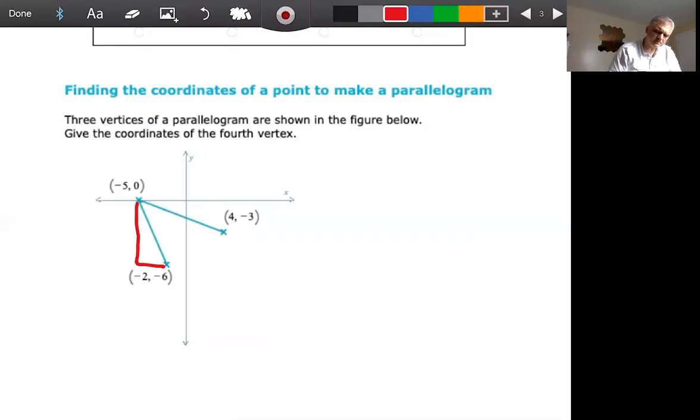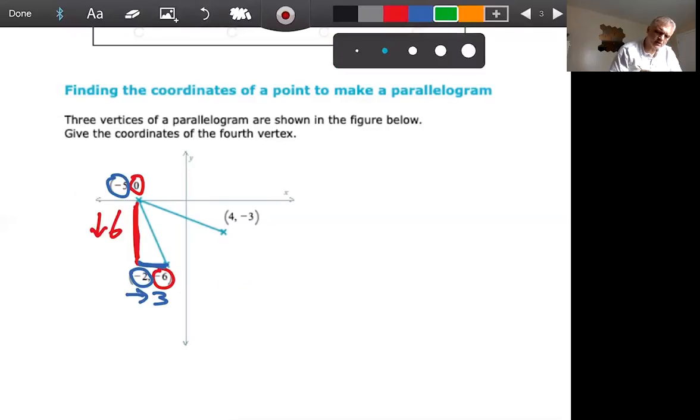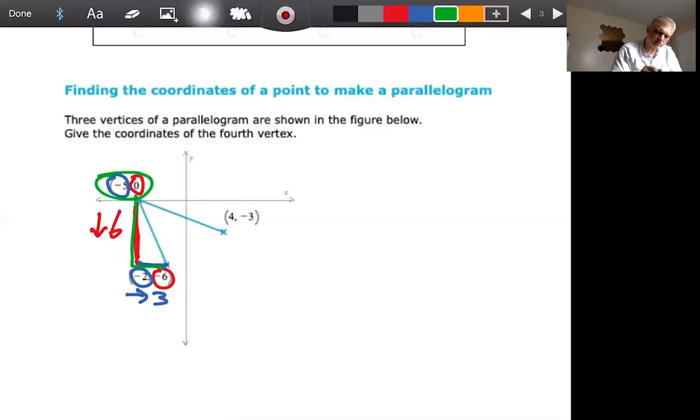So what would the rise and the run be for this side here? From this point to this point, the rise is up and down, that's y coordinates. The change in the y coordinates from 0 to -6, we went down 6. And for the x coordinates, going left to right, from -5 to -2, you added 3, so we went right 3. So guess what we're going to do for that point? We started here, and we went down and to the right. So for the opposite side, we're going to start here, and go down and to the right.